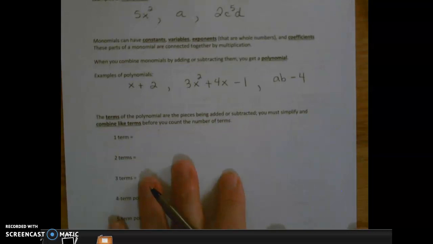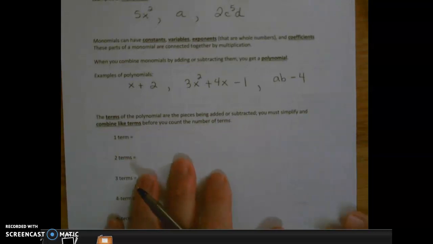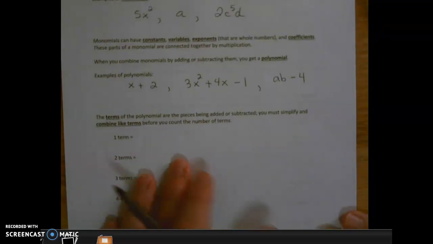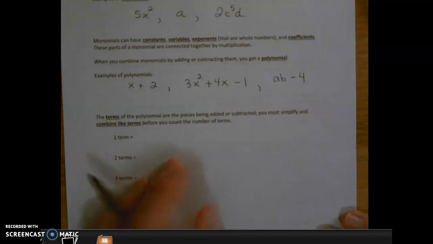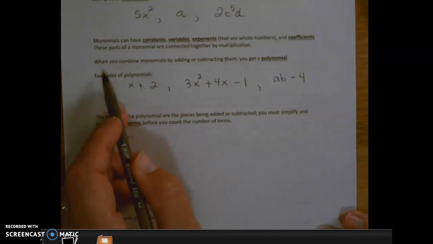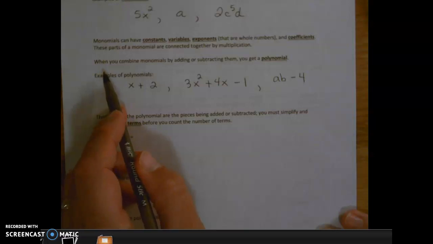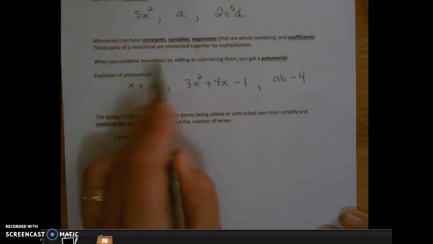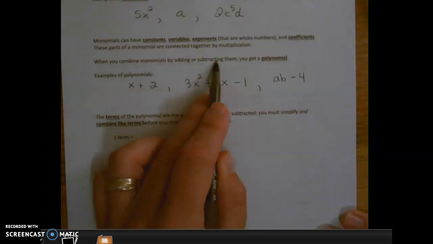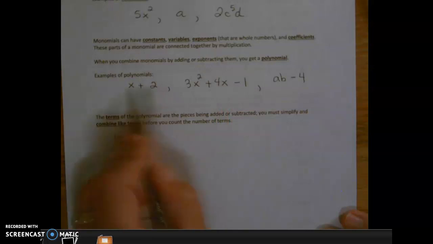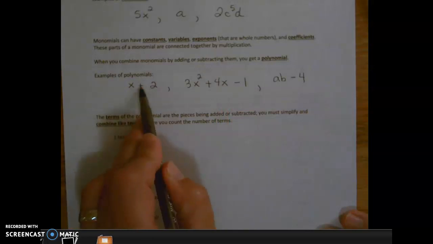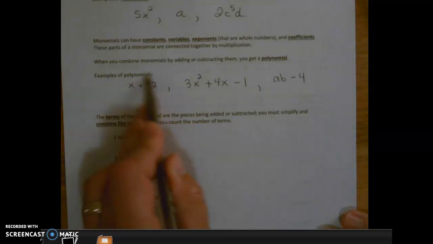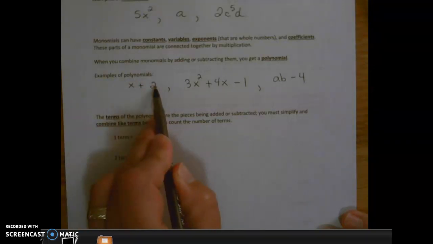Okay, so let's go ahead and dive into what is a polynomial. A polynomial is going to be multiple terms. So you'll be combining monomials by adding or subtracting them. So here are some examples. Here we have two monomials that have been added. And since we have an addition here, we now have a polynomial of two terms.